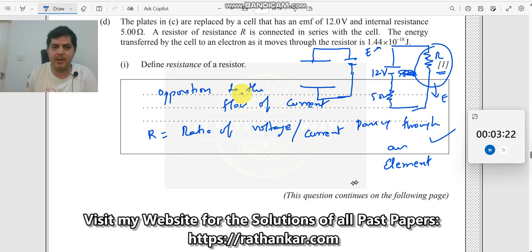This would be more appropriate, because an opposition to the flow of current can also happen by means of an inductance or a capacitance in an AC circuit, and that is referred to as reactance. Here it is very clearly mentioned as resistance. You cannot mention a DC circuit here, because resistance occurs in AC circuits also. Of course, the other definition is logically the same, but this is the better way of writing it.